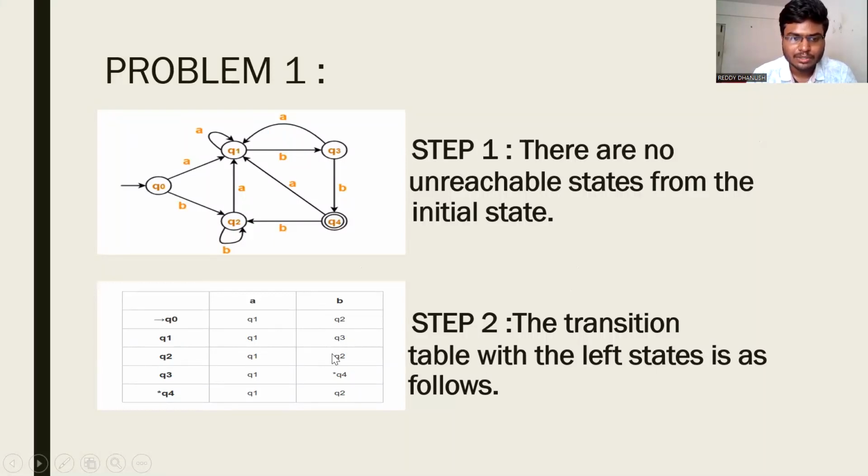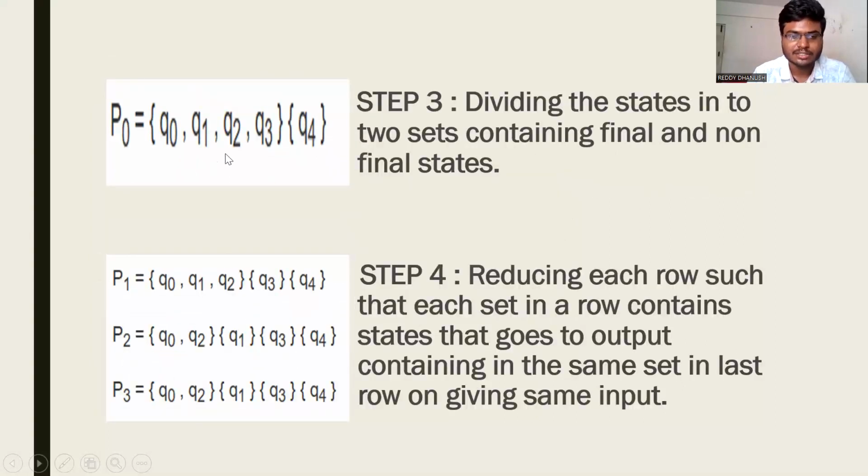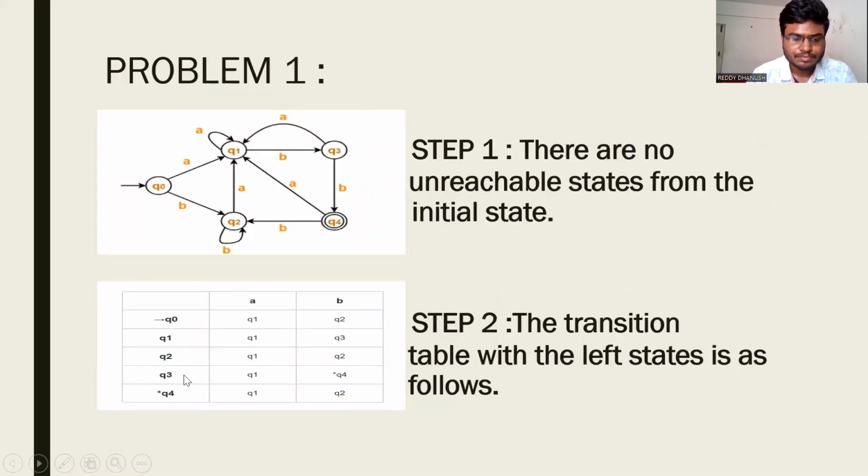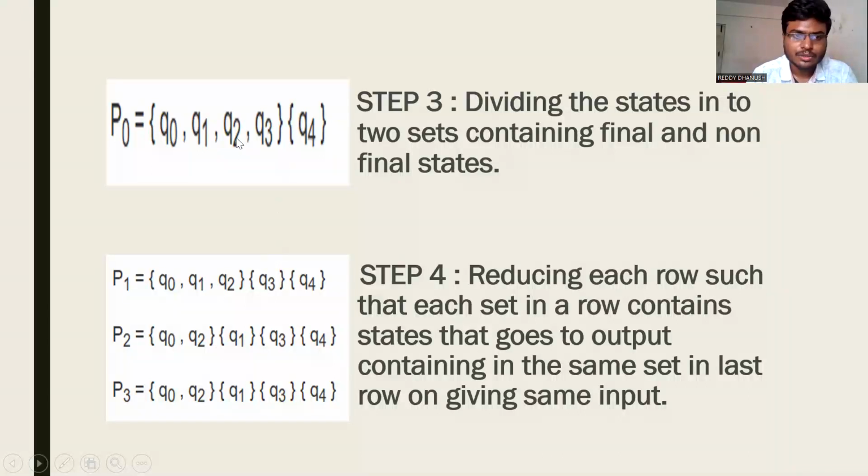So we can see here Q1, Q2, Q3 are in the same set in the previous row. So Q0, Q1, Q2 will be in the same set. And if we check for Q2 and Q3, on getting input A, it goes to the state Q1, and on getting input B, it goes to the states Q2 and Q4. But as we see here, Q2 and Q4 are not in the same set in the previous row. So Q3 will not be in the given set of the P1 row. So Q0, Q1, Q2 will form a single set, and Q3 will form a set, and Q4 will be as usual.